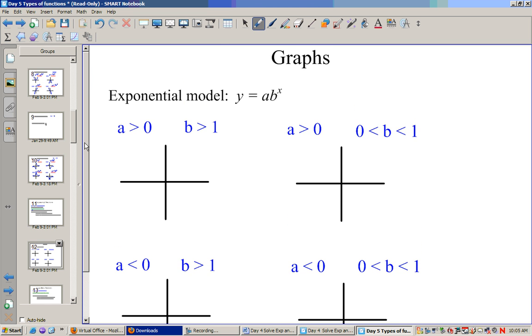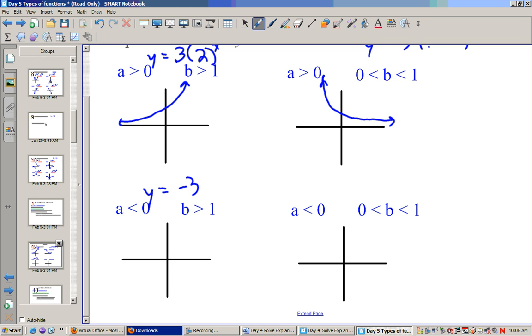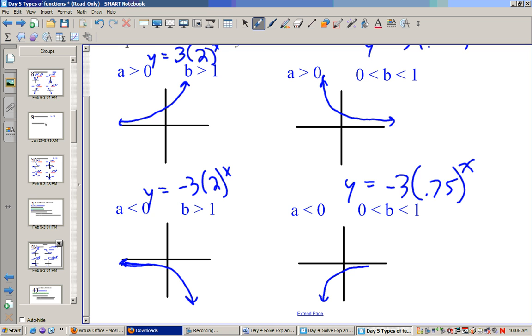So the exponential graphs, if a is positive and b is greater than 1, it'll look like that. That would be like y equals, say, 3 times 2 to the x. Now, if b is between 0 and 1, say 0.75 to the x power, instead of it going up, it's going to start high and work its way down. Now, if a is less than 0, if I have negative 3 times 2 to the x, it just flips over the x, so it'll look like that. And if it's negative and b is between 0 and 1, so this is negative 3 times 0.75 to the x, it's going to start down here and go towards that axis.